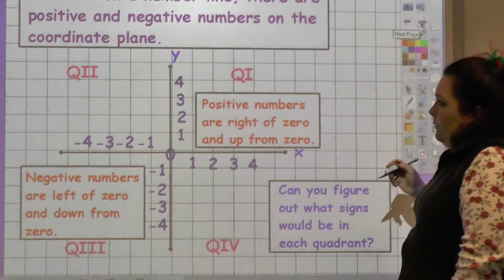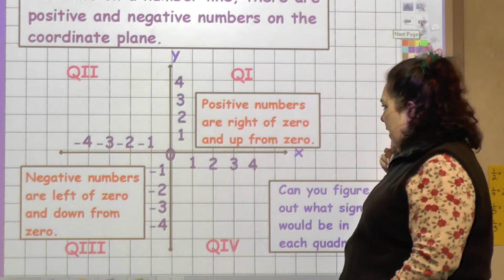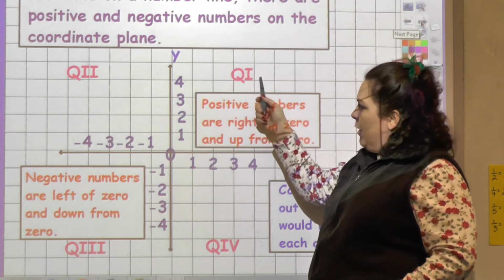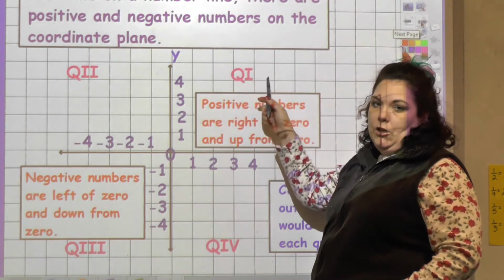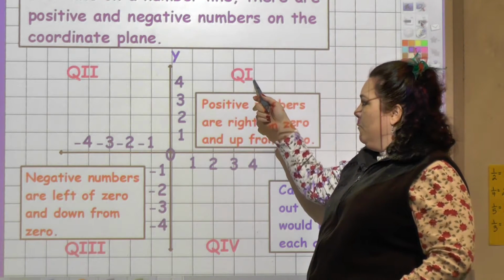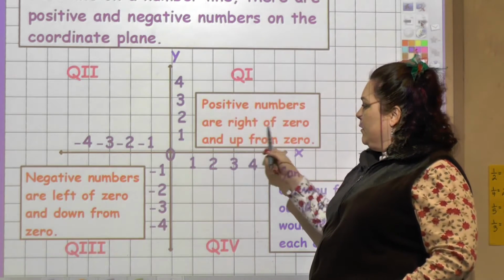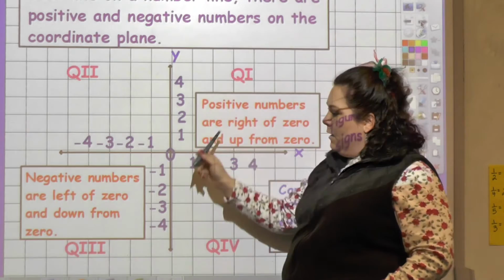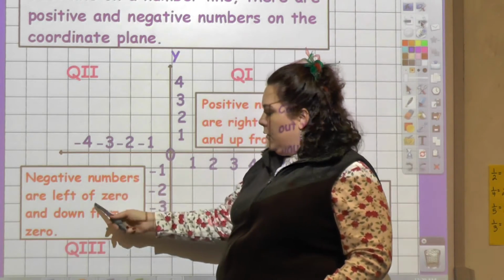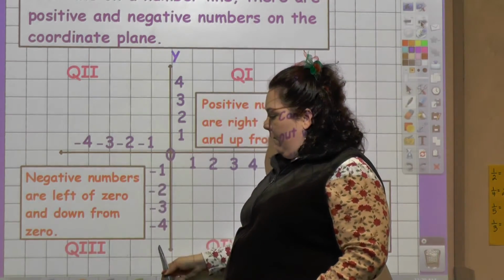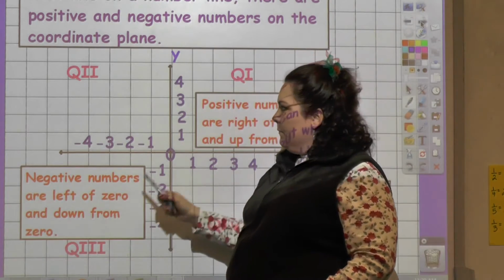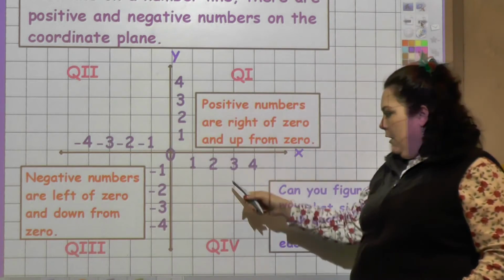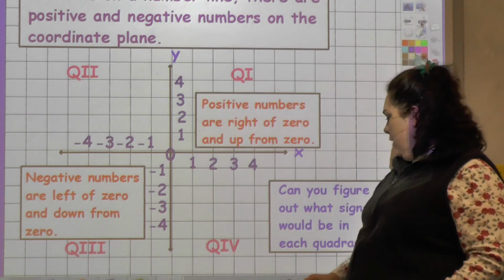So the things that we've been plotting are ordered pairs, and so here's quadrant 1, and you might just see Q and the Roman numeral 1. Positive numbers are to the right of 0 and up from 0, so to the right and up. And then negative numbers are to the left of 0 and down from 0 in quadrant 3. And these are negative positive, and these are positive negative.